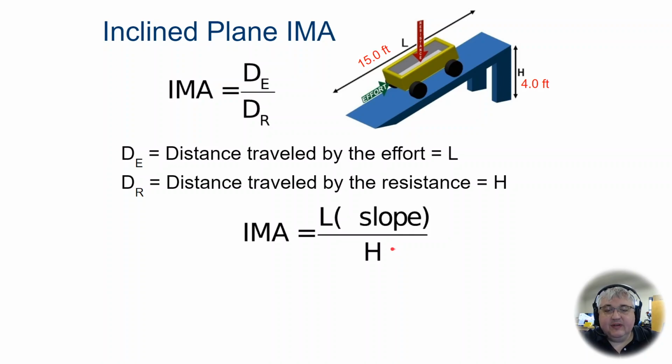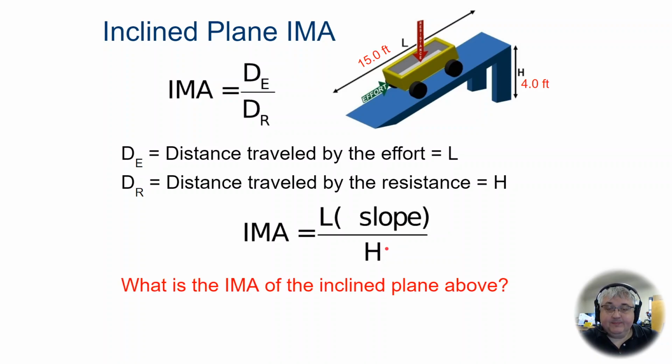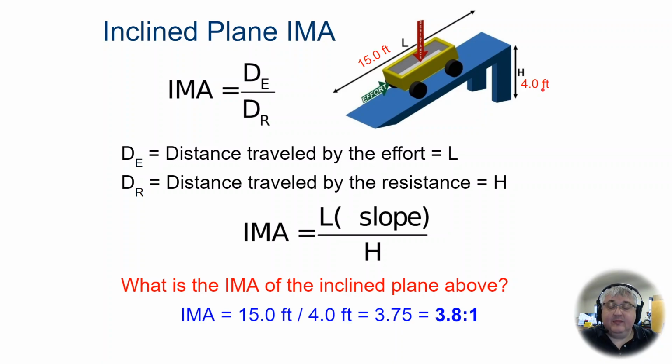All right, so I'll be dividing it by a smaller number, which gives me a larger number. So I have more mechanical advantage the longer my slope is in relation to my height. Okay, so what's the IMA of the inclined plane above? Length of the slope, 15, divided by height, which is 4. So 15 divided by 4, whatever that comes out to in your calculator, 3.75. If we round that up, 3.8 to 1.